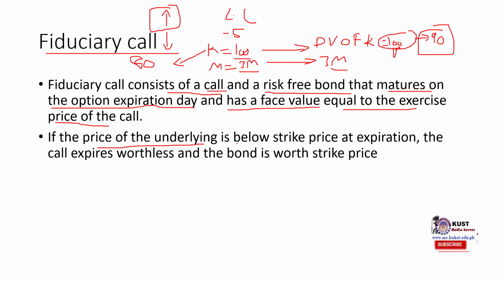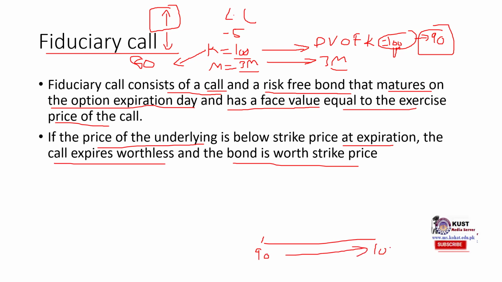So if the price is below the strike price at expiration, the call expires worthless and the bond is worth the strike price. What would happen is that you invested this 90 rupees at the risk-free rate. This would become 100 after 3 months. So this is what the sentence is trying to say. The bond would be worth 100 rupees.